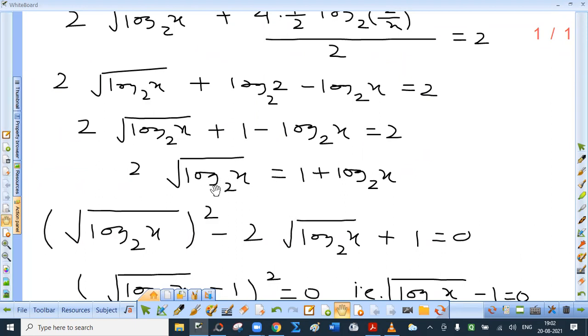I repeat, if you are not able to understand this, please square and simplify. In fact, you may say for convenience, take log x to the base 2 as y. So 2 root y is 1 plus y, square and so on. Finally, you will get the same thing.